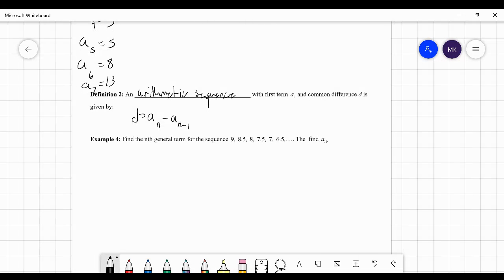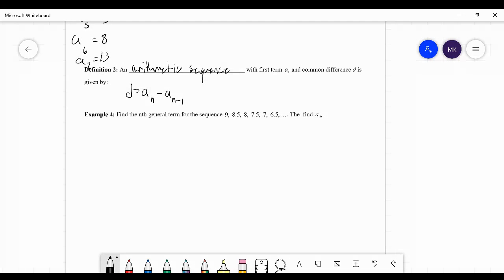So if we look here, we're told to find the nth general term for this sequence, and then find A19. The first thing we need to do is figure out, is this actually an arithmetic sequence? Because if it's not an arithmetic sequence, we might not be able to find this. We might be able to identify a pattern, but we don't really know. So what we need to do is look at the difference between each set of terms.